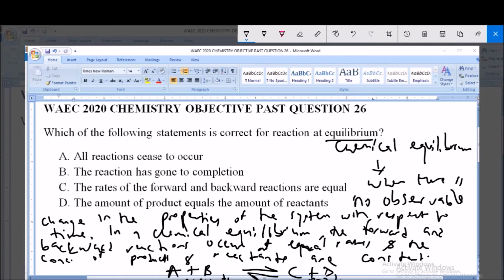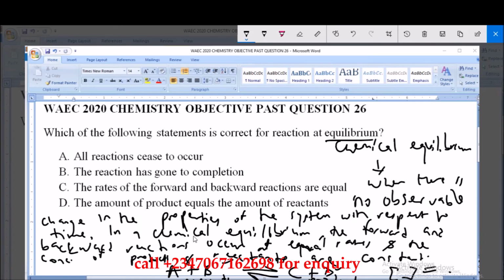So for this to be considered to be in equilibrium, the rate of the forward reaction, that is A plus B gives C plus D, must be equal to the rate of the backward reaction, that is C plus D to give A plus B. And also the concentrations of the reactants and the products must be constant.